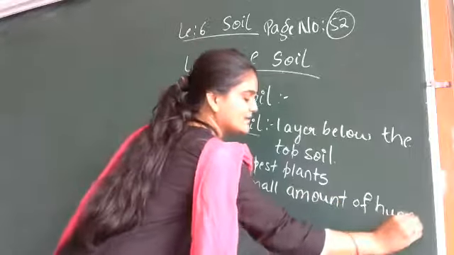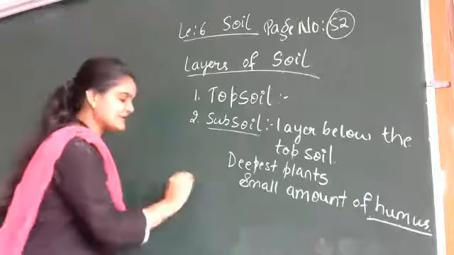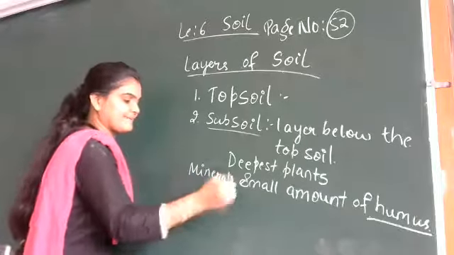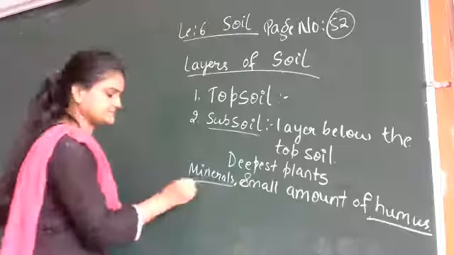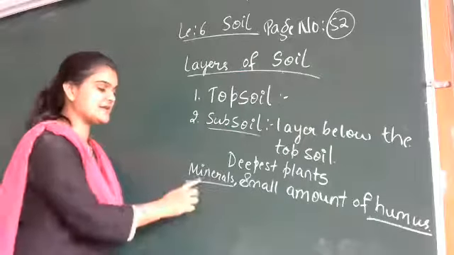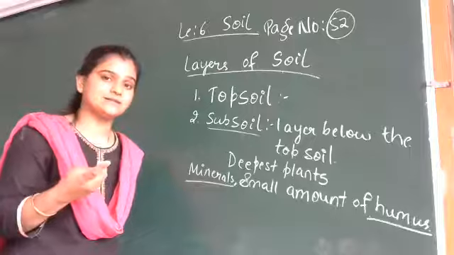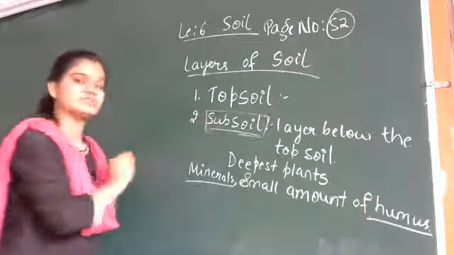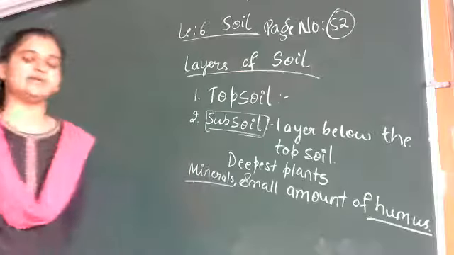Is this part clear? What is subsoil? Subsoil contains minerals and a small amount of humus. Children, what are minerals? In the last class we saw rocks and minerals. Minerals are the natural resources that are found inside the earth's surface. We have two types of minerals: metallic minerals and non-metallic minerals. Where are they found? They are found in subsoil. Subsoil is not the top layer, but deep inside as we go, we find subsoil.